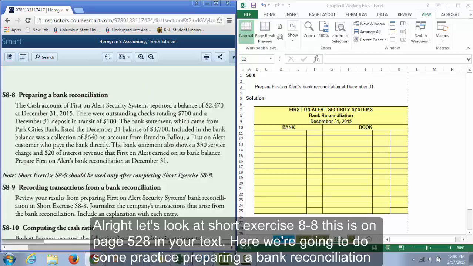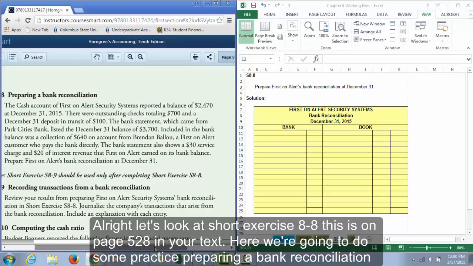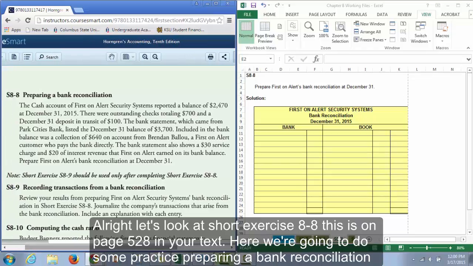All right, let's look at short exercise 8-8. This is on page 528 of your text. Here we're going to do some practice preparing a bank reconciliation.